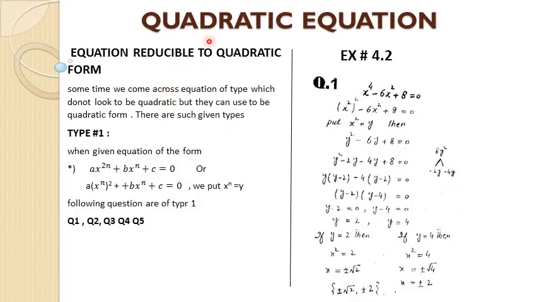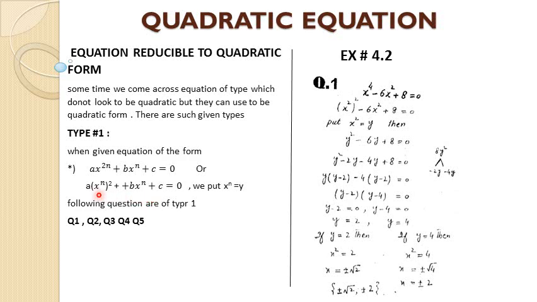Okay, now the chapter name is quadratic equations reducible to quadratic form. There are some types, so first I'm giving type 1. What is type 1? a x raised to the power 2n plus b x raised to the power n plus c, or we can say a times (x raised to the power n) whole squared. So you can see that it is a quadratic form.